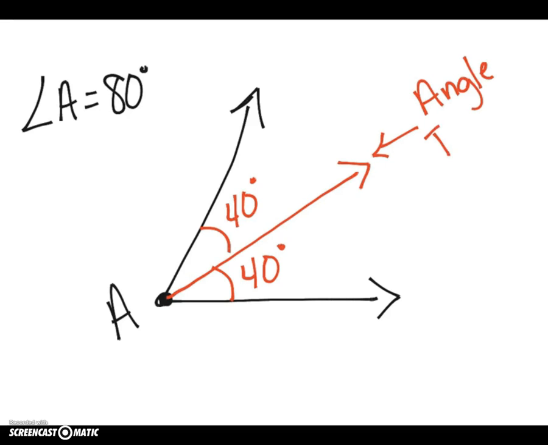And you might remember that when we were talking in the last section about line segments, that we said we had a segment bisector that cut a line segment in half. This is an angle bisector because it cuts the angle exactly in half.